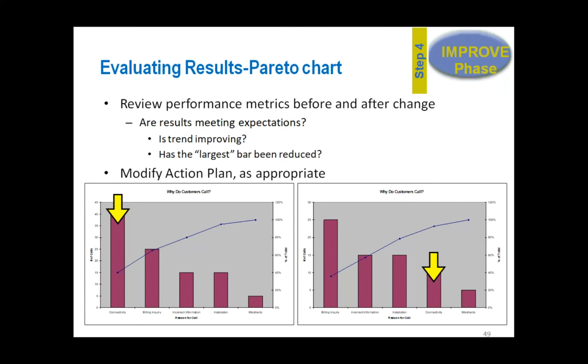We already discussed the Pareto earlier. Now after the improve phase, once we have done the action planning, we figure out that the category which was highest earlier now has come down. So that means the impact of that defect has reduced, which was the aim of the improvement. Which means that we were on the right track, we've got the right solutions in place, right action plans in place.